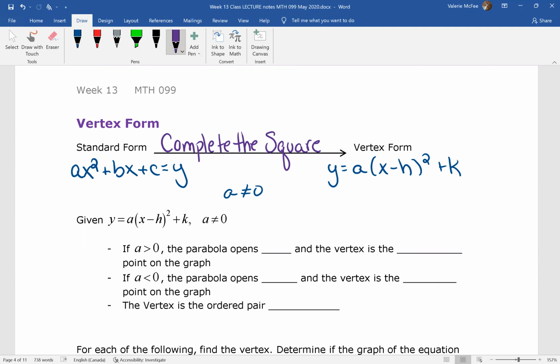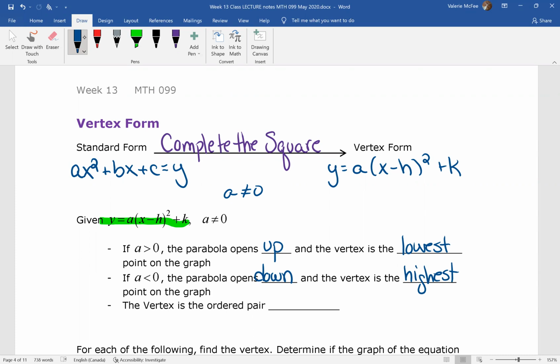The nice thing about the vertex form of an equation is that it gives us a lot of important information. If a, that number in front, is greater than 0, we've already said that the parabola opens up and the vertex is the lowest point on the graph. If a is less than 0, so if we have a negative number in front, the parabola opens down and the vertex is the highest point.